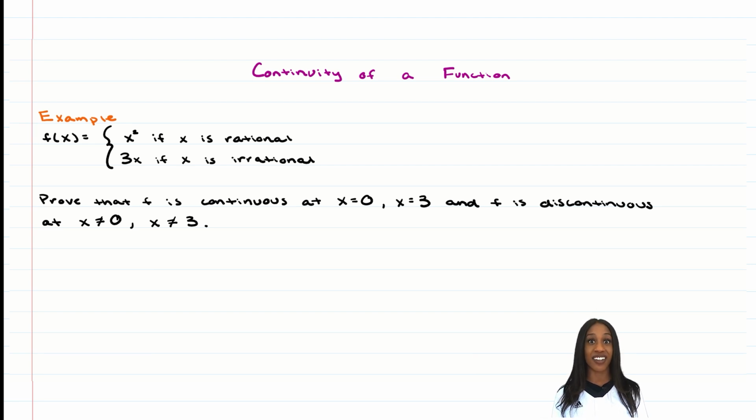Alright, now let's take a look at this example. In this example, we're given the piecewise function f of x equals x squared if x is rational, and f of x equals 3x if x is irrational, and we're being asked to prove that f is continuous at x equals 0 and x equals 3, and f is discontinuous at x does not equal 0 and x does not equal 3. Now in this tutorial, we'll be proving that f is continuous at x equals 3.